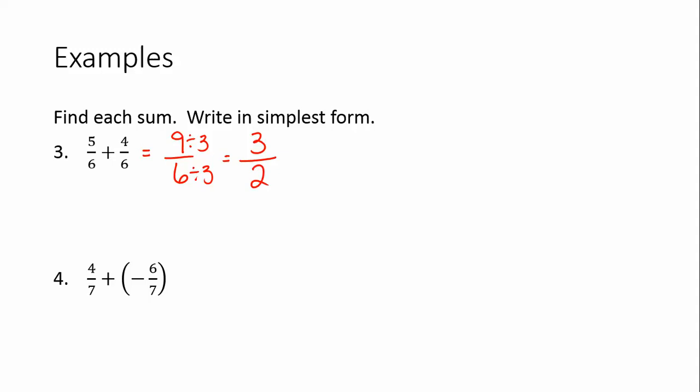Number 4, we have 4/7 plus a negative 6/7. So again, we have a positive and a negative. We're adding those, so in our heads we're actually doing subtraction to get the correct digit of 2. 6 minus 4 is 2. 6 is the larger digit, 6 is negative, so our answer is negative, so negative 2 over 7.